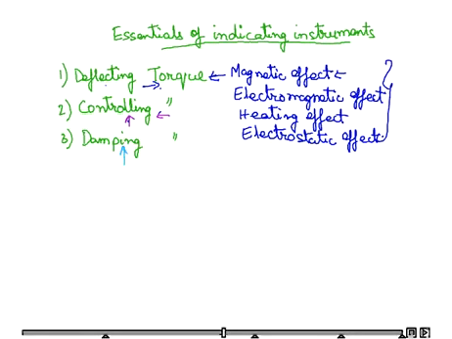The damping torque opposes the movement of the pointer and operates only when the system is moving. So with all the three torques we get the ultimate reading. So what does the deflecting torque do? First of all, it will deflect the pointer. The controlling torque will control how much deflection of the pointer happens because of it, how much deflection there should be.